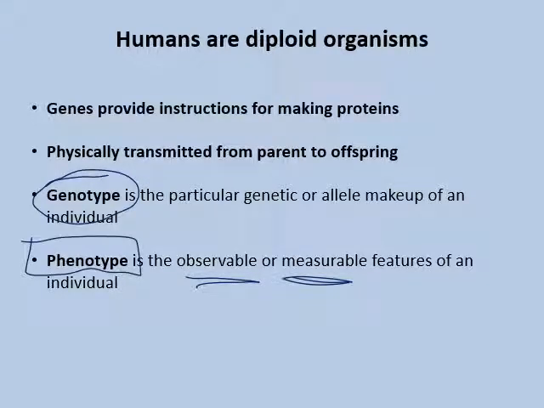A genotype is the genetic or allele makeup. So let's say that cystic fibrosis, we'll go over this in just a second, but let's say the code for it is little a, or lowercase a. That is your genotype. Okay. So your genotype is going to be letters, basically. It's what your DNA actually is, what your genetic makeup is. And then your phenotype is what is observable or measurable, what you get from that.